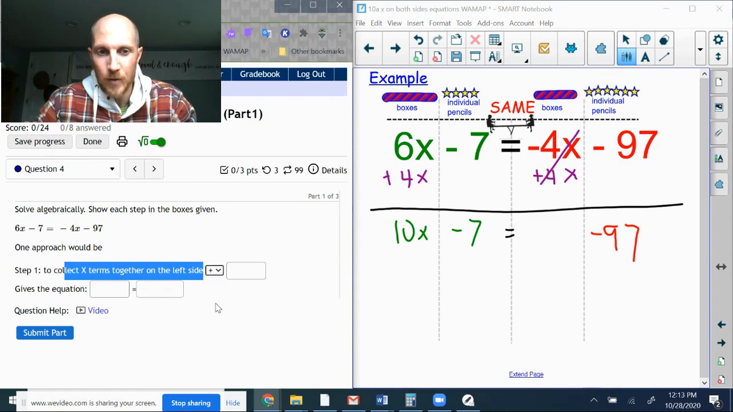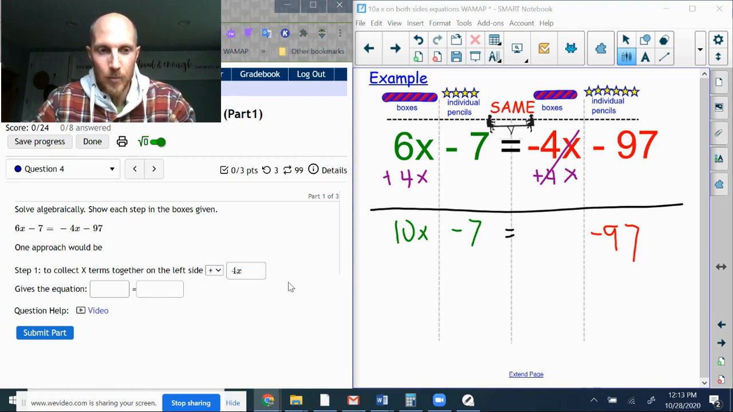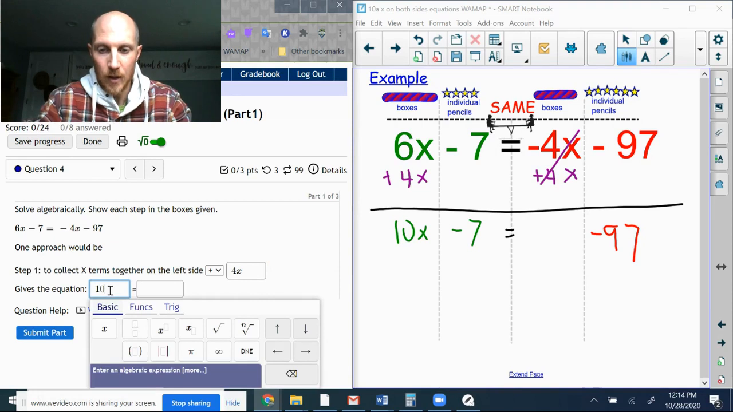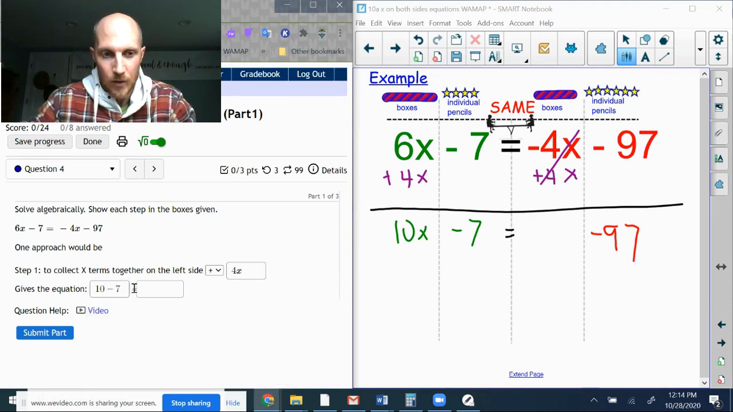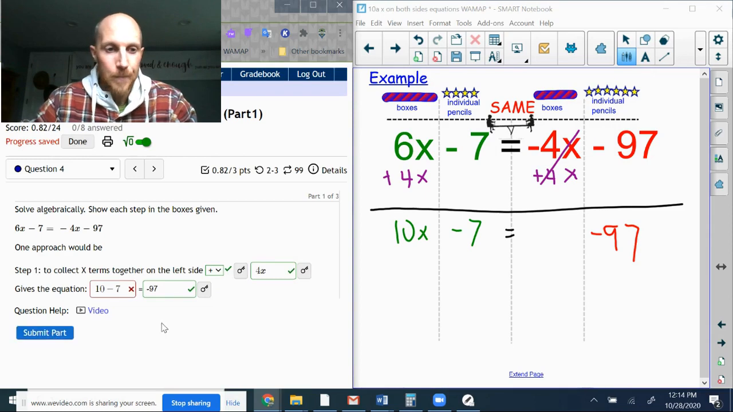So I'm going to hit plus. That's my two options out of the drop-down menu. And then what did I add? 4x goes into that space. It asked me what equation that gives. Well, that's what I just wrote down as the bottom line in my workspace. So 10x minus 7 is on one side of the equal sign. It's already got the equal sign here for me. So I'm going to go to the other box and hit negative 97. I'm going to submit and get the next part.